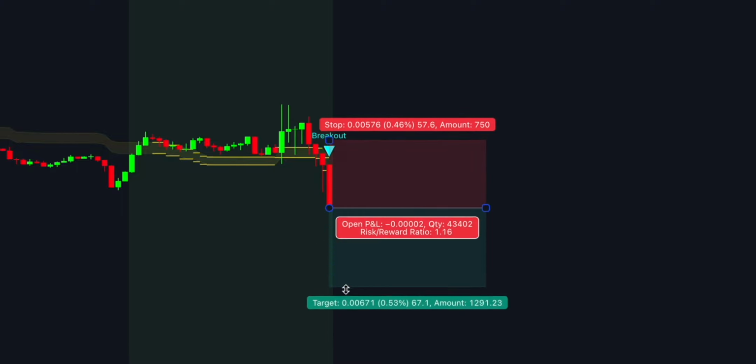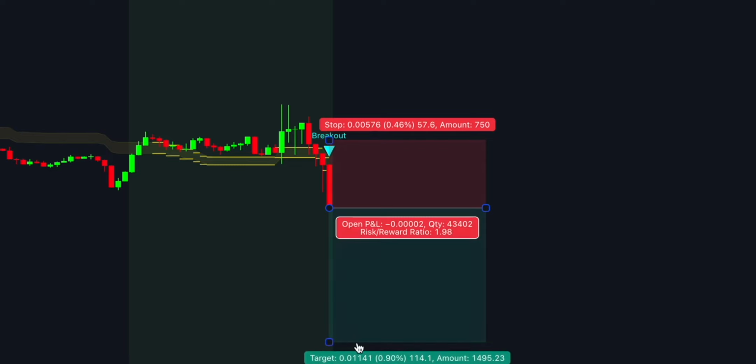The breakout can take place even in the second half of the session. At this point, the time does not matter. As long as it happens during the session, the trade can still be entered.